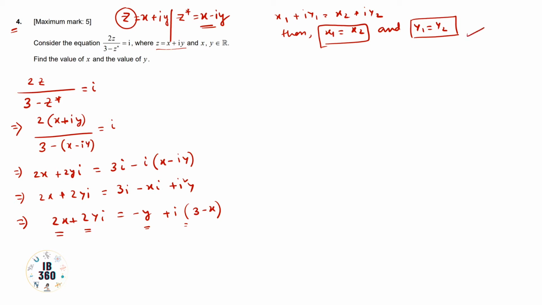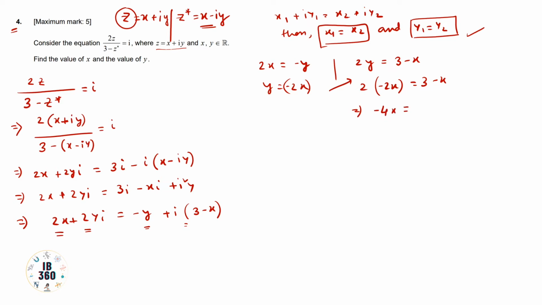So from here we get that the real part 2x equals the real part minus y, and the imaginary part 2y equals the imaginary part 3 minus x. So basically y equals minus 2x, and we put the value here: 2 into minus 2x equals 3 minus x. So minus 4x equals 3 minus x, and we get minus 3x equals 3. So x equals minus 1.